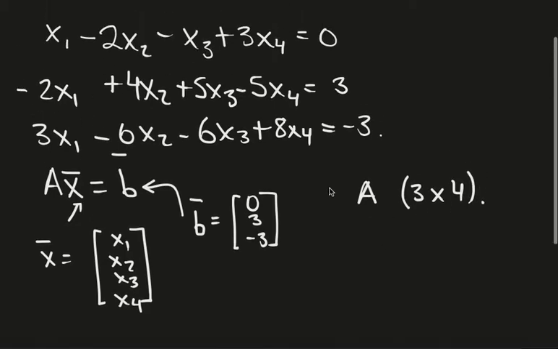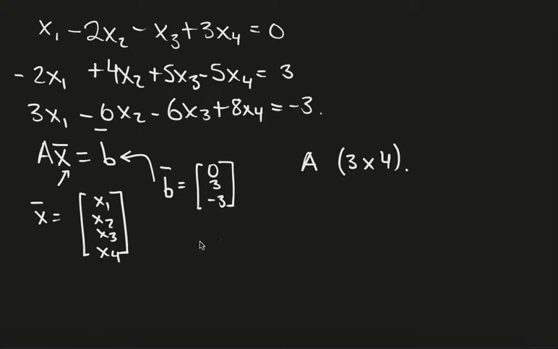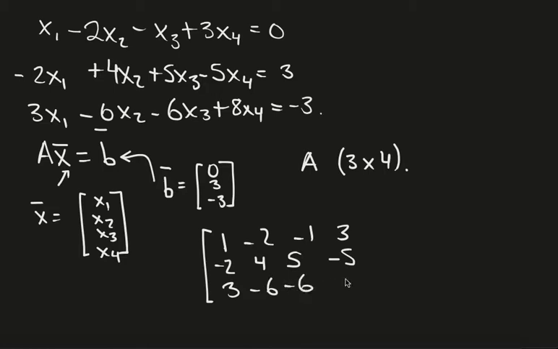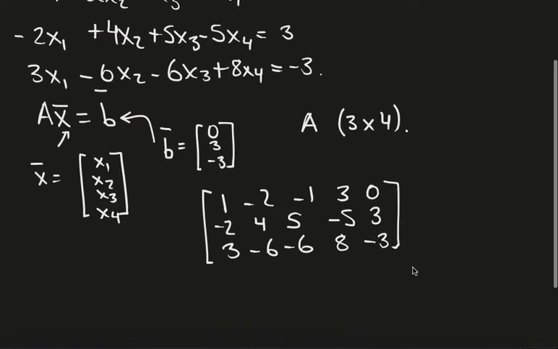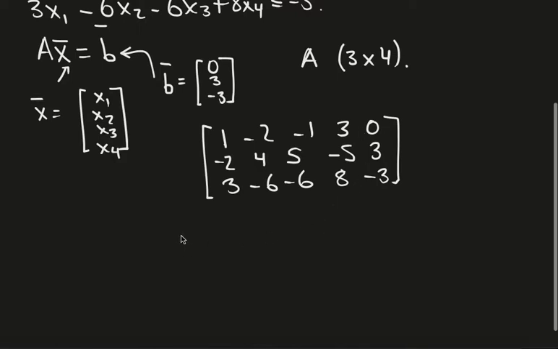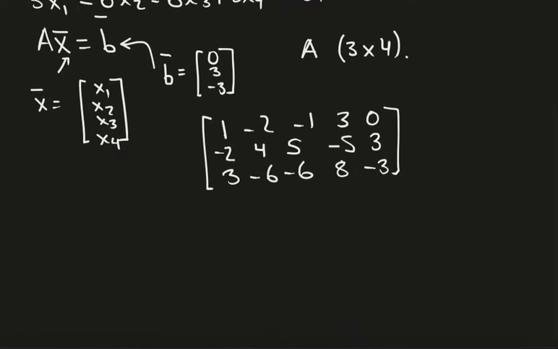The augmented system will be 1, minus 2, minus 1, 3, then 2, 4, 5, minus 5, and then 3, minus 6, minus 6, 8, and then in the last column we'll have 0, 3, minus 3. Now, some people put a dash here, but that just makes things more confusing, so we'll avoid that. Okay, and we want to row reduce.